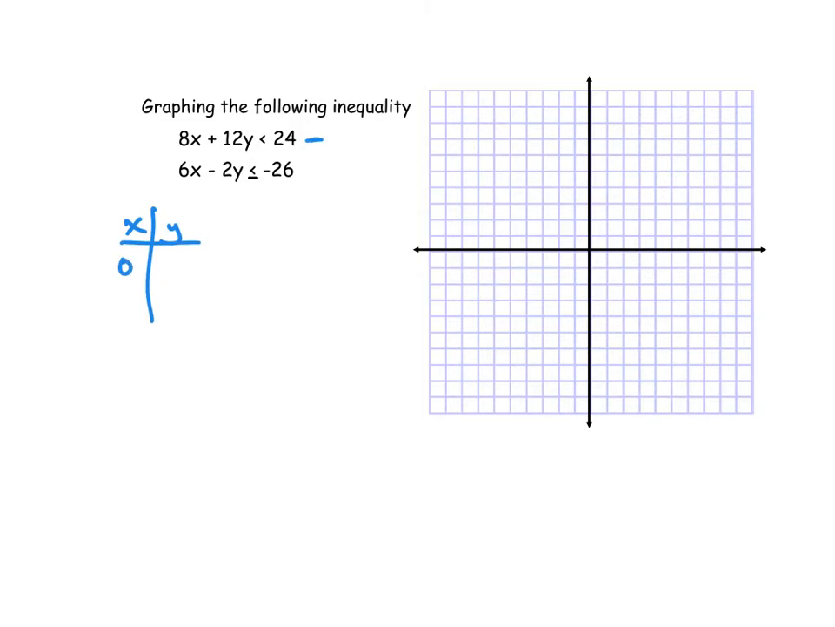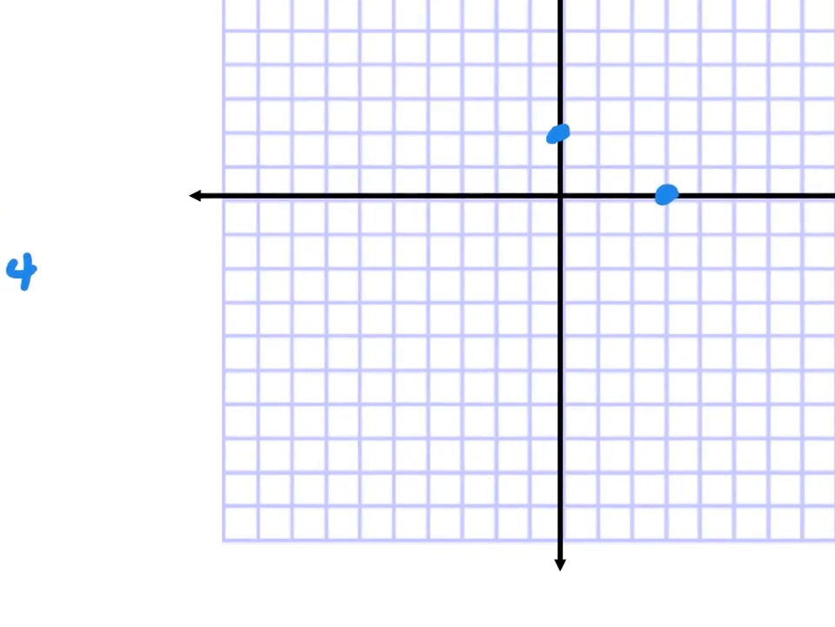So when x is 0, we get 12y equals 24. Just so I can graph the line, I'm going to change it to an equals. So that's 2. And then if y is 0, we get 8x equals 24. So that's going to be 3. So for this line, it's going to be over 0 up 2, over 3 up 0. And then it's going to be a dotted line because it's less than. And so I'm just going to give, let's see, a dotted line like so.